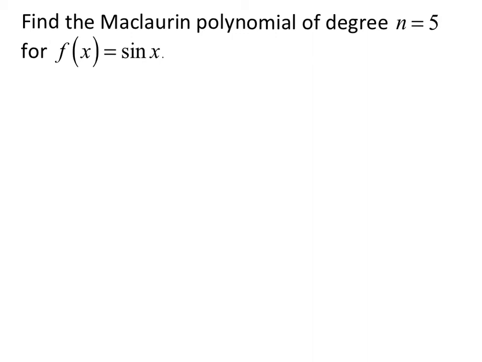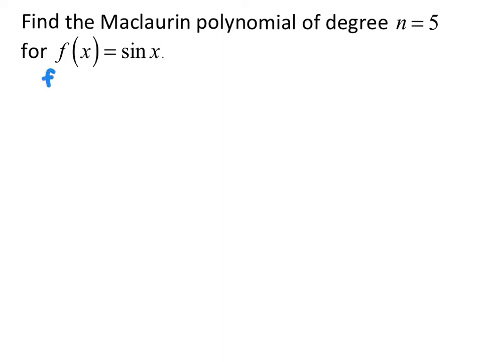So remember, the Maclaurin polynomial is just a Taylor polynomial. The only difference is it is centered at 0. So this one says, find the Maclaurin polynomial of degree n equals 5 for f of x is equal to sine of x. So if I need the degree of 5, that means I need to go down to the 5th derivative to find all the different coefficients before I actually build my polynomial. So this is the kind of tedious part where I'm going to have to actually just generate all the different numbers here. So I'm going to start by going through all the derivatives until I get to the 5th derivative.